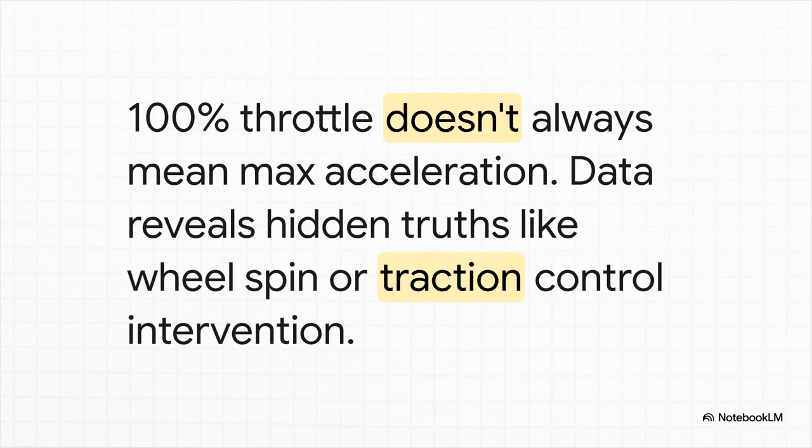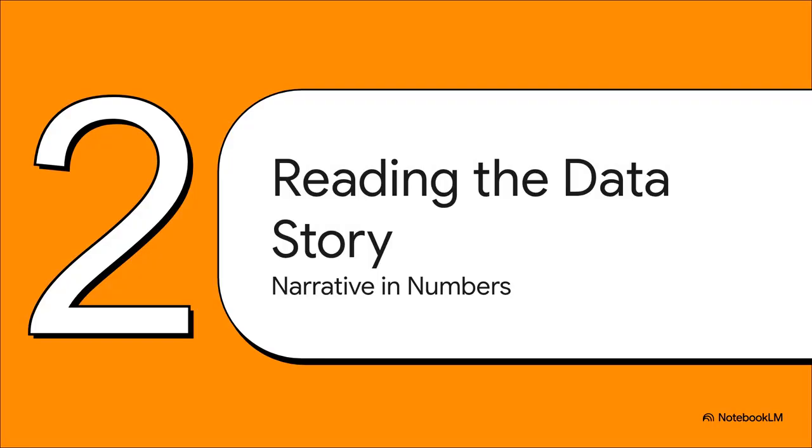Let me give you a perfect example. A driver might swear they were at 100% throttle, and yeah, the data could confirm the pedal was slammed to the floor. But did that mean the car was accelerating as fast as possible? Not always. The data reveals the hidden truth. It can show us a tiny bit of wheel spin or the traction control system secretly cutting engine power, things the driver might not even feel. So if data is the car's true story, how the heck do we read it? That's our next step, finding that hidden narrative inside all those numbers.